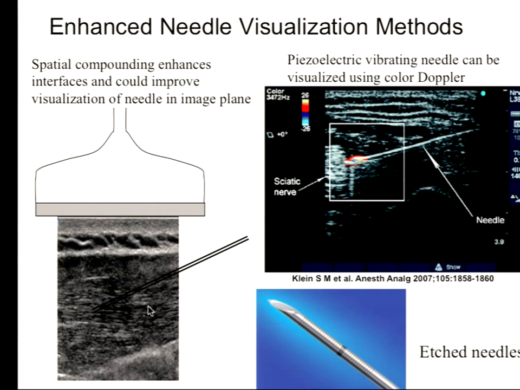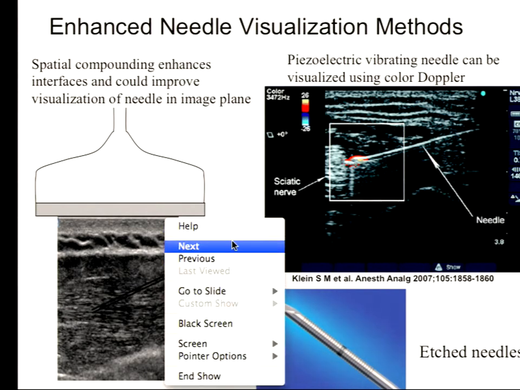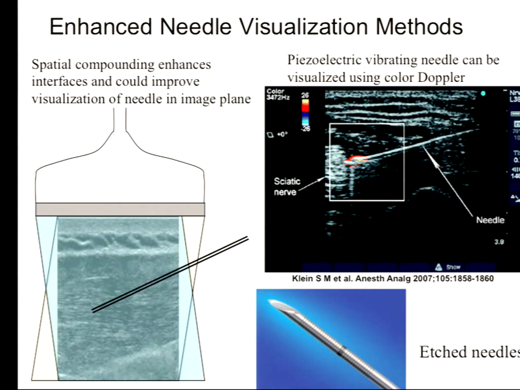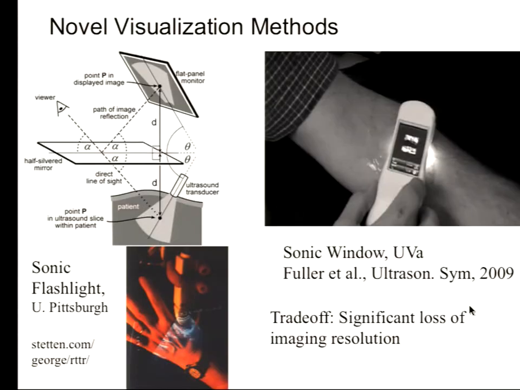Another possibility is to use what is called spatial compounding. So instead of looking at the ultrasound image perpendicular to the transducer face, one can steer these ultrasound imaging planes in multiple directions and then produce a compound image. So this is, again, available from some vendors. Needles are often etched to improve their visualization.